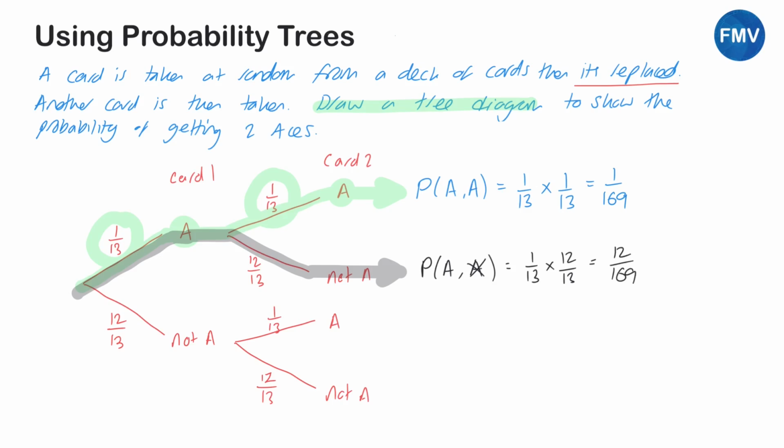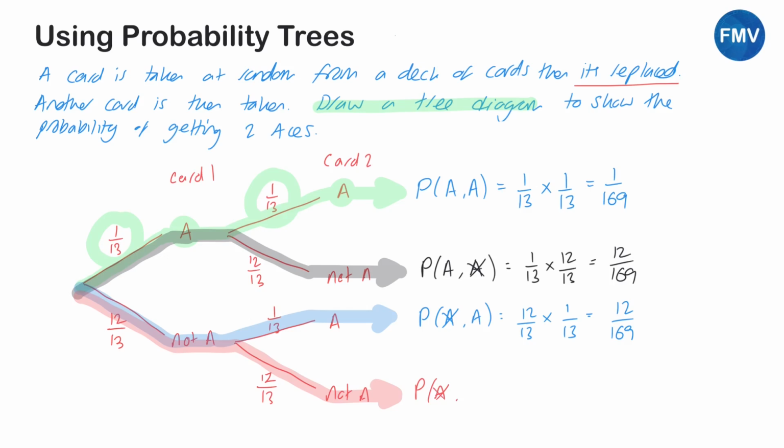Let's do this for the other two. Let's say the first card you don't get an ace and the second card you do. We are now looking at not getting an ace and then getting an ace, which is 12 out of 13 multiplied by 1 out of 13, and that gives us another 12 over 169. And let's look at the final one. So now we are going from here, not getting an ace, not getting an ace. So the chance of not getting an ace and then not getting an ace is 12 out of 13 multiplied by 12 out of 13, which is 144 out of 169.